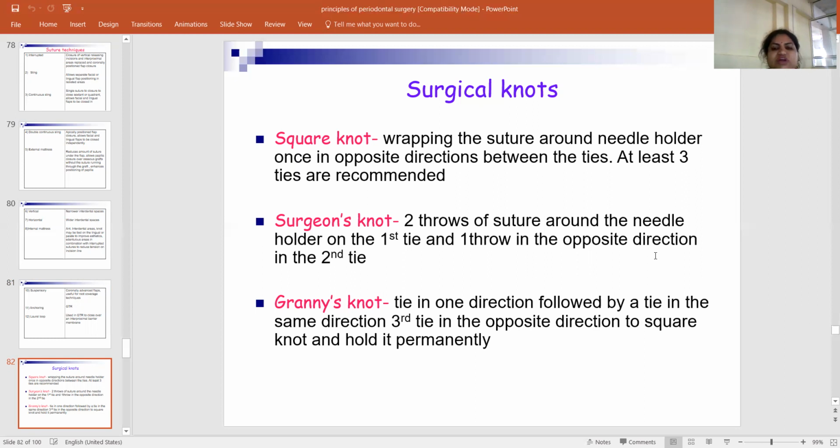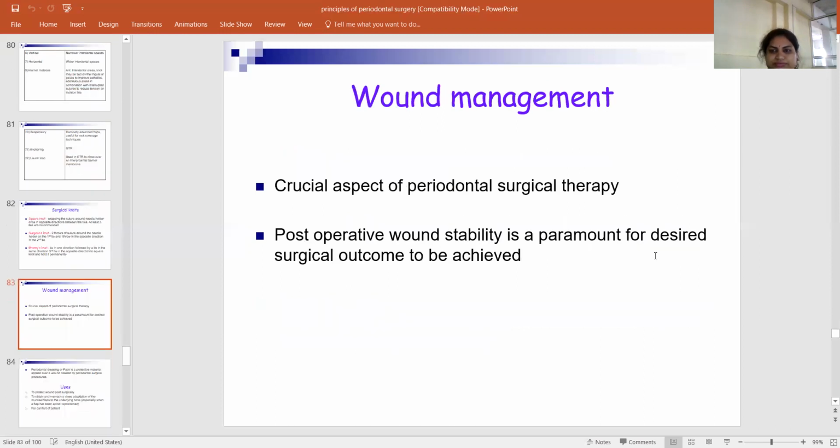Granny's knot: a tie in one direction followed by a tie in the same direction, and the third tie in the opposite direction to the square knot, and it holds permanent. So for the granny knot, you give two knots in a clockwise direction, and the last knot will be in an anti-clockwise direction, and it will be your permanent knot.